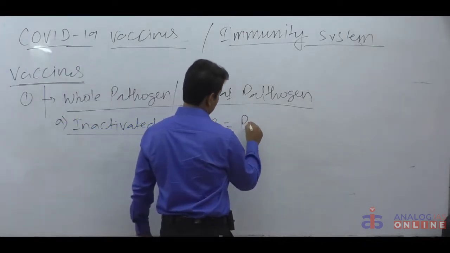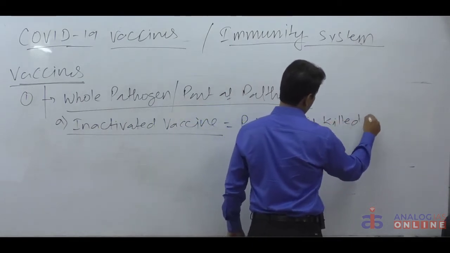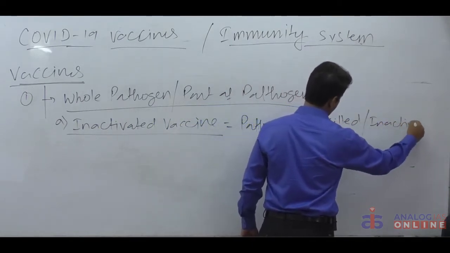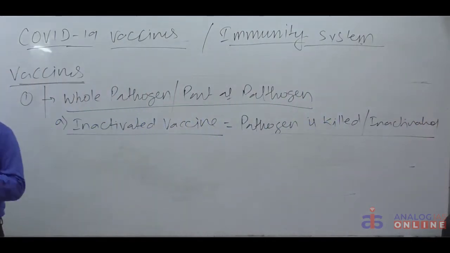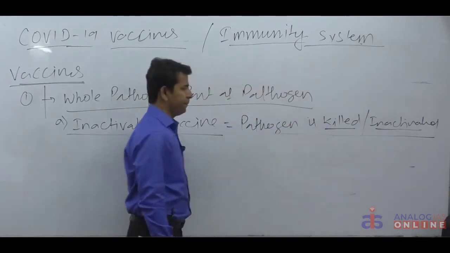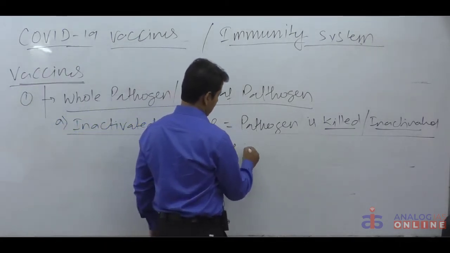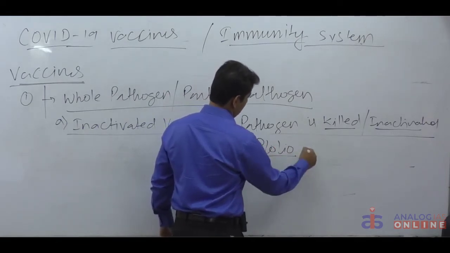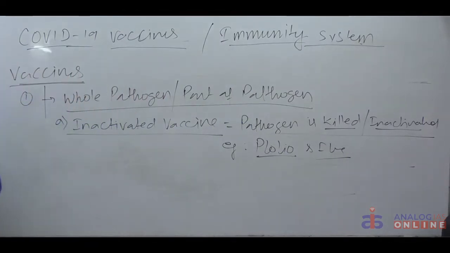So you can say the pathogen is either killed or inactivated. If it is a bacteria, it will be killed. And if it is a virus, it will be inactivated in the laboratory. And the best examples of it are polio and flu. Yes, we'll talk about the COVID separately.